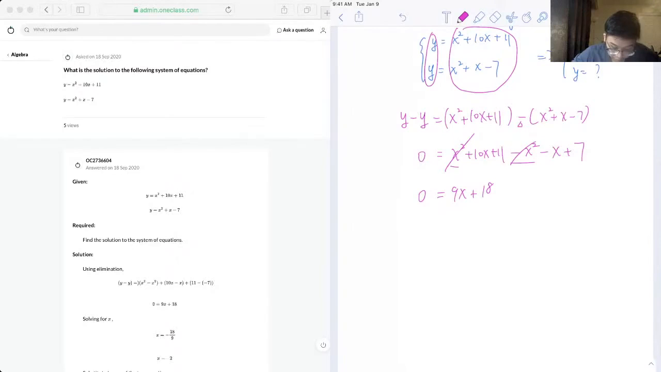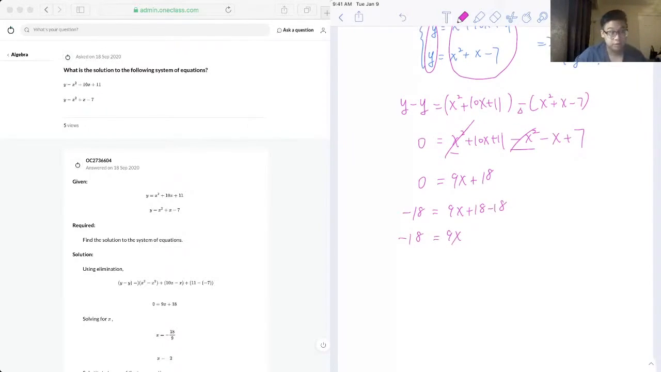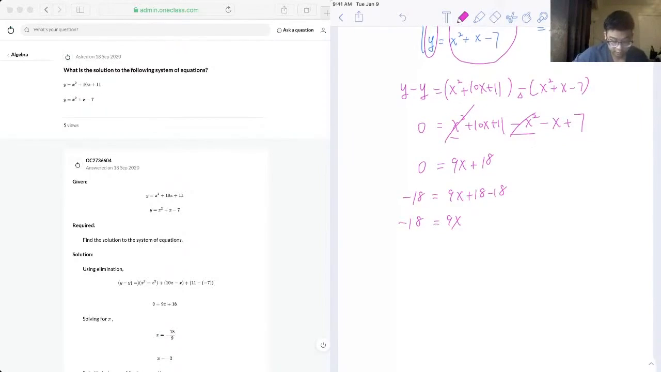Now we only have one variable left, which is what we want. So let's solve for x. We minus 18 on each side, so 0 minus 18 is negative 18, and 18 minus 18 gives 9x is equal to negative 18, which means x is equal to negative 2. Right, and so now we have the answer for one variable.